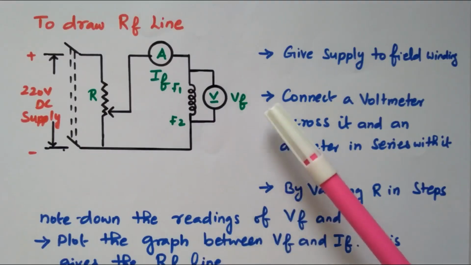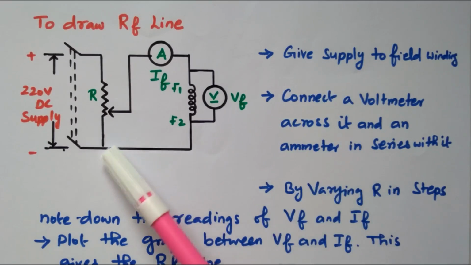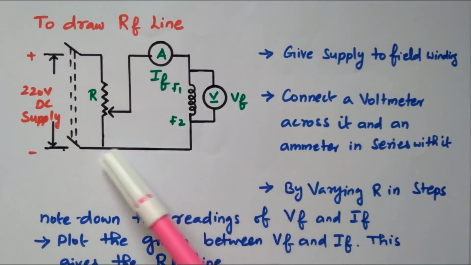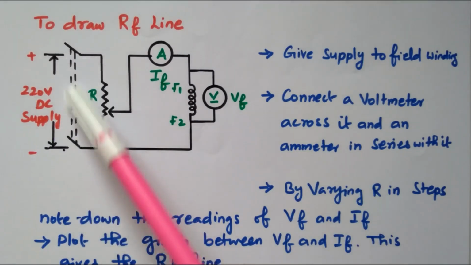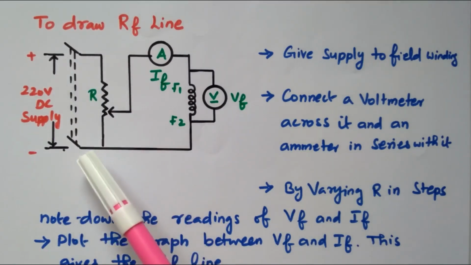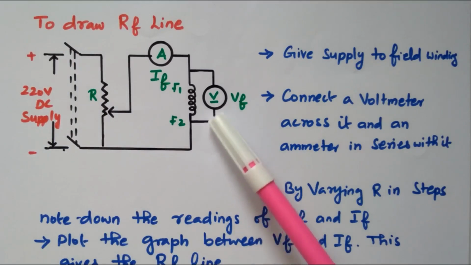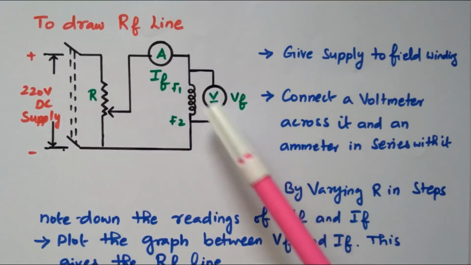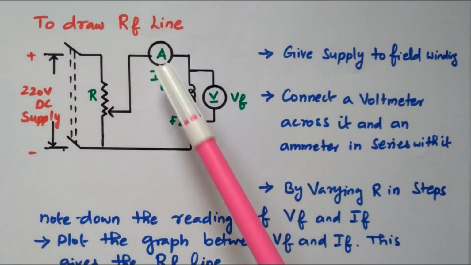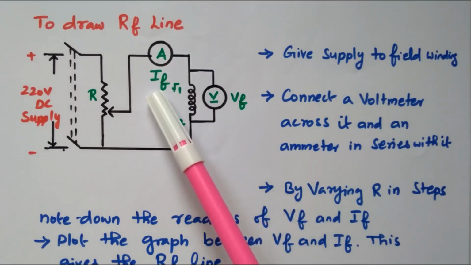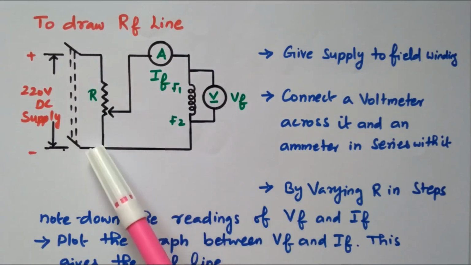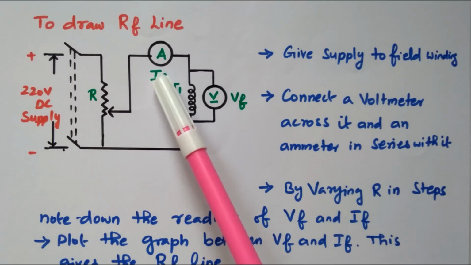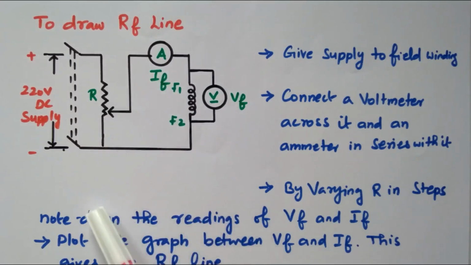So for the RF line, we need one more separate circuit. It's a field winding. It is supplied by the DC supply through the switch S2, a SPST switch. Across it, one voltmeter is connected to measure VF, the field voltage. In series with that, one ammeter measures the field current. It is connected through the rheostat, so we can vary the current flowing through the field winding by varying this resistor, right?